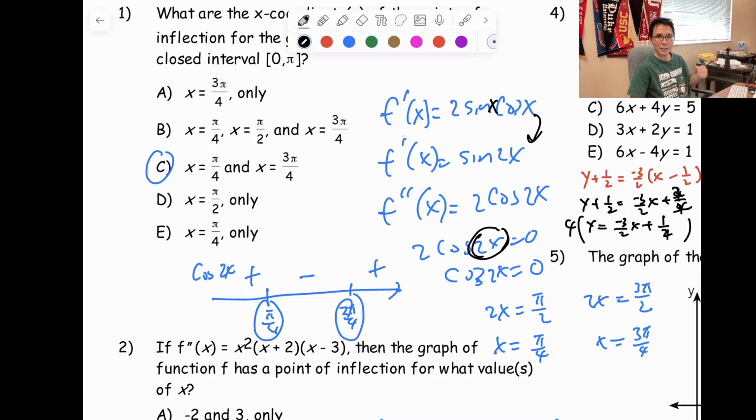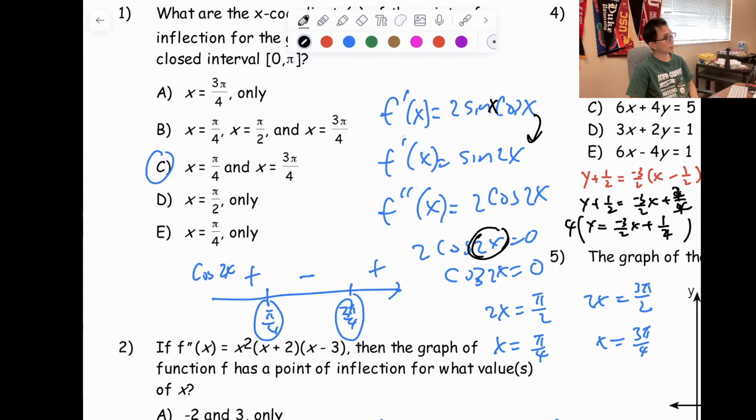And some people ask, how do you plug in a point? Well, plug in pi over 6, because between 0 and pi over 4, inside the unit circle, pi over 6 is one thing to plug in. If you plug in pi over 6, the cosine 2x is going to be cosine of 2 times pi over 6, which is cosine pi over 3. Cosine of pi over 3 is positive.